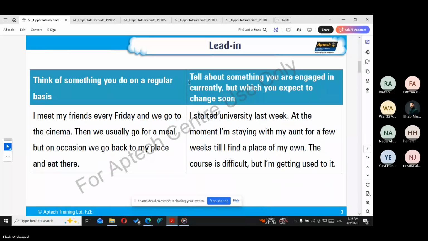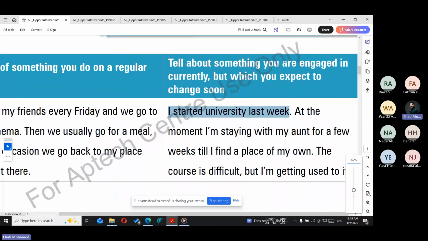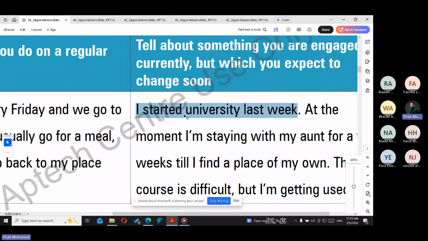Now, if you're telling about something you are engaged in currently, but which you expect to change soon. I started university last week. At the moment, we are not talking about a past event. I started university last week. We use the second form of the verb.